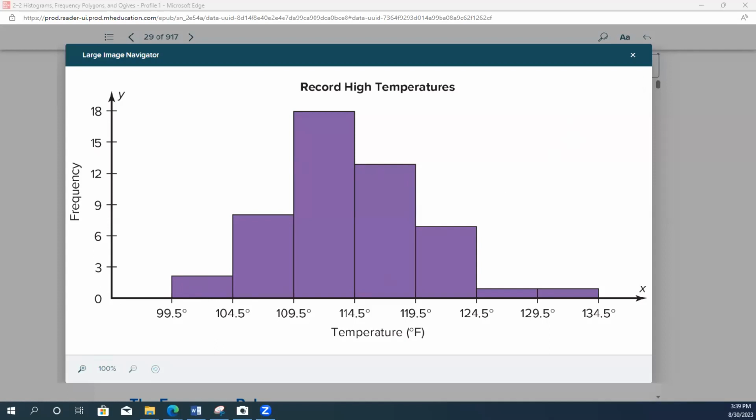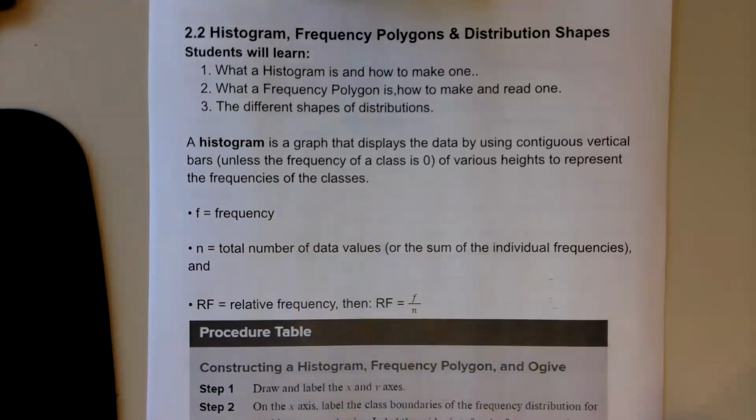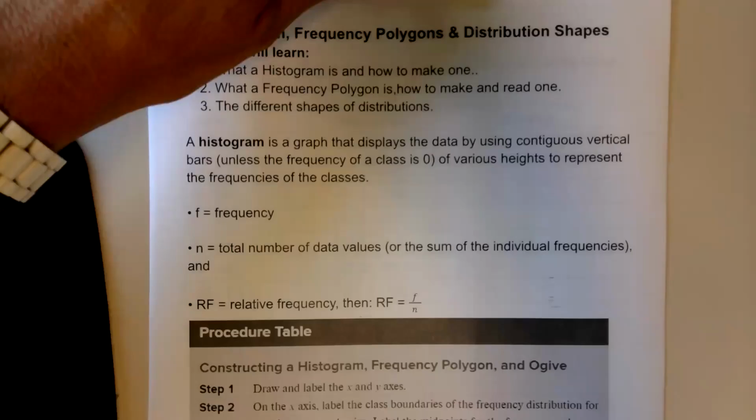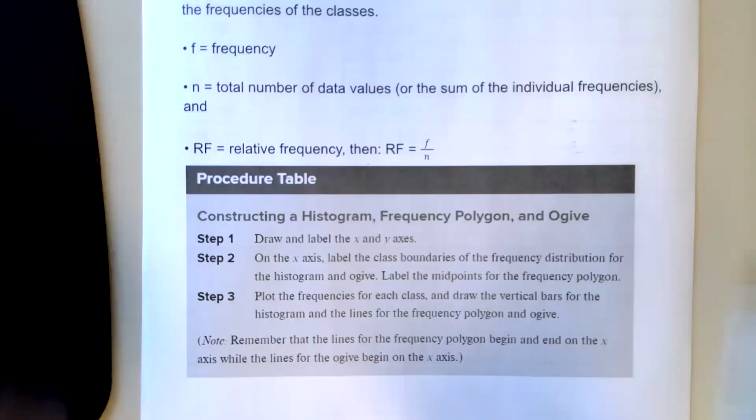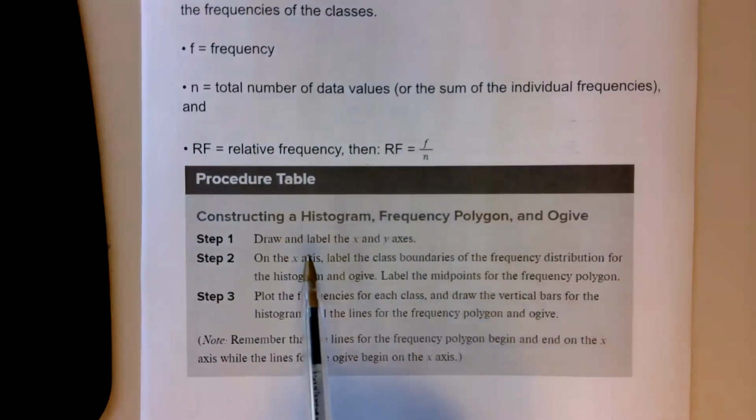So if we go back to the notes, F stands for frequency and N is the total number of data values that we're looking at. And the relative frequency is F divided by N.